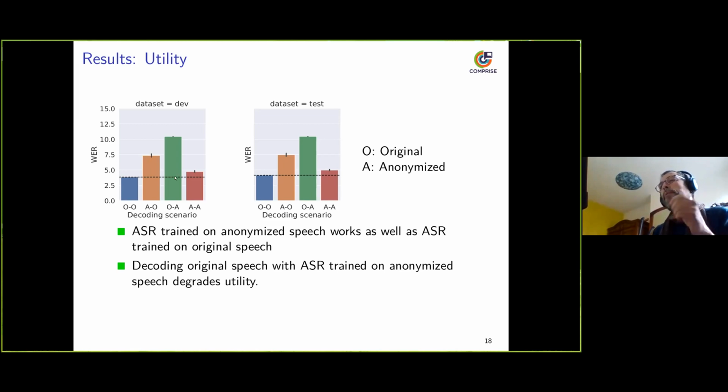And the other way around, we increase more the word error rate. But if we decode the anonymized data with an ASR model trained with anonymized speech, then we are very close to the original scenario with original data. So we have a small gap that we should work a bit more on in order to reduce this gap, but the utility is quite good at the end.